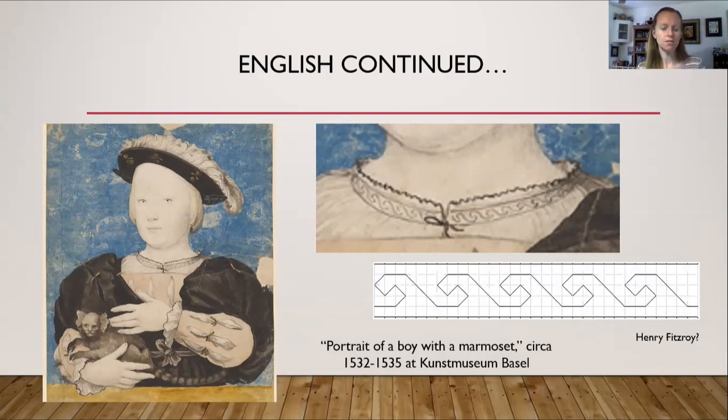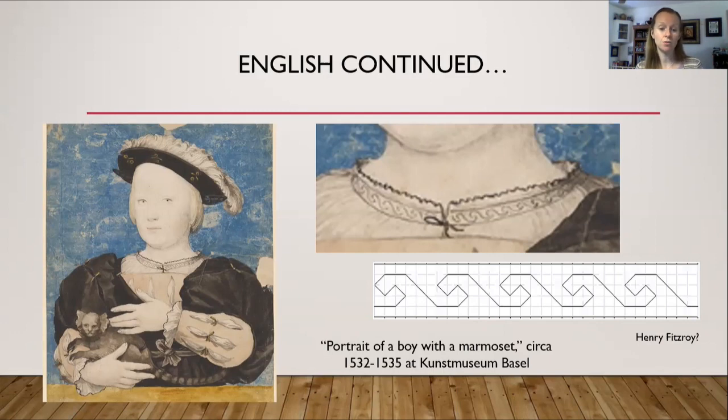But with this portrait, if you just do a Google search and look up Edward VI, you will find this painting associated with him. But if you look up Henry Fitzroy, you might also find this painting associated with him. No one knows for sure who this boy is. That's why the painting in the museum is just labeled as being Portrait of a Boy with a Marmoset.